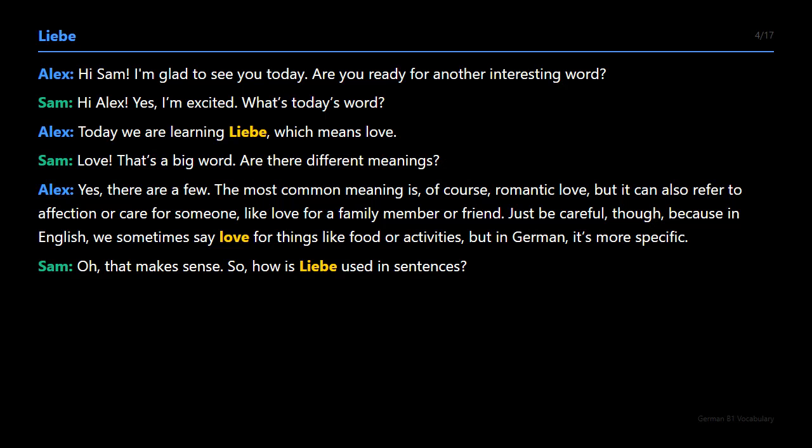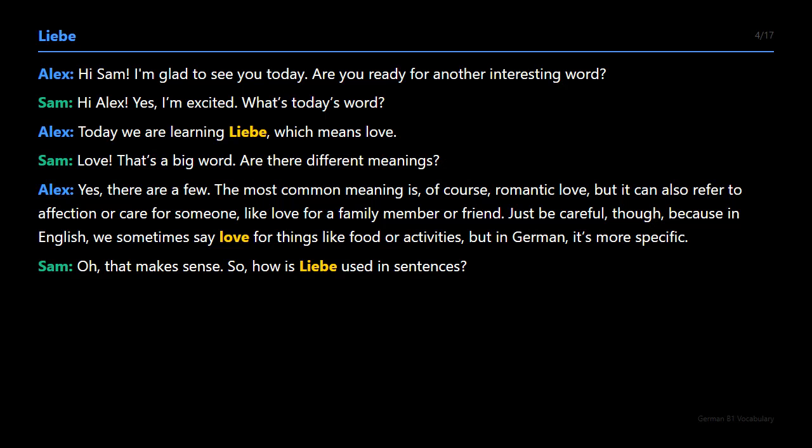What's today's word? Today we are learning Liebe, which means love. Love. That's a big word. Are there different meanings? Yes, there are a few. The most common meaning is, of course, romantic love, but it can also refer to affection or care for someone, like love for a family member or friend. Just be careful, though, because in English we sometimes say love for things like food or activities, but in German it's more specific.